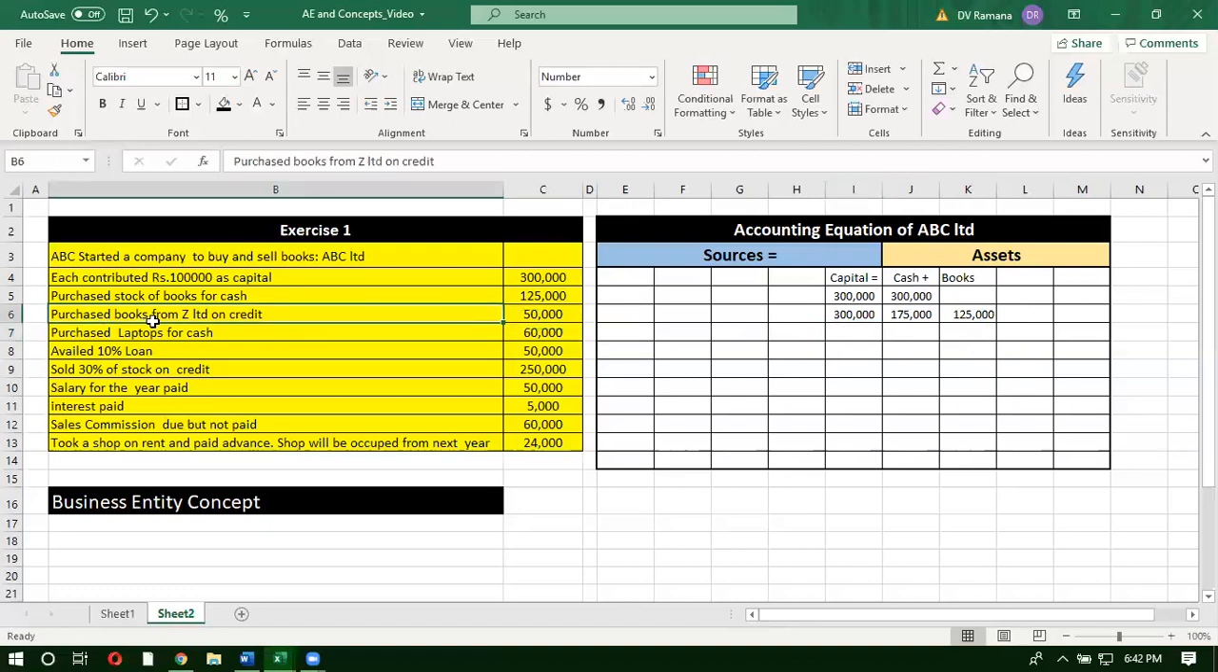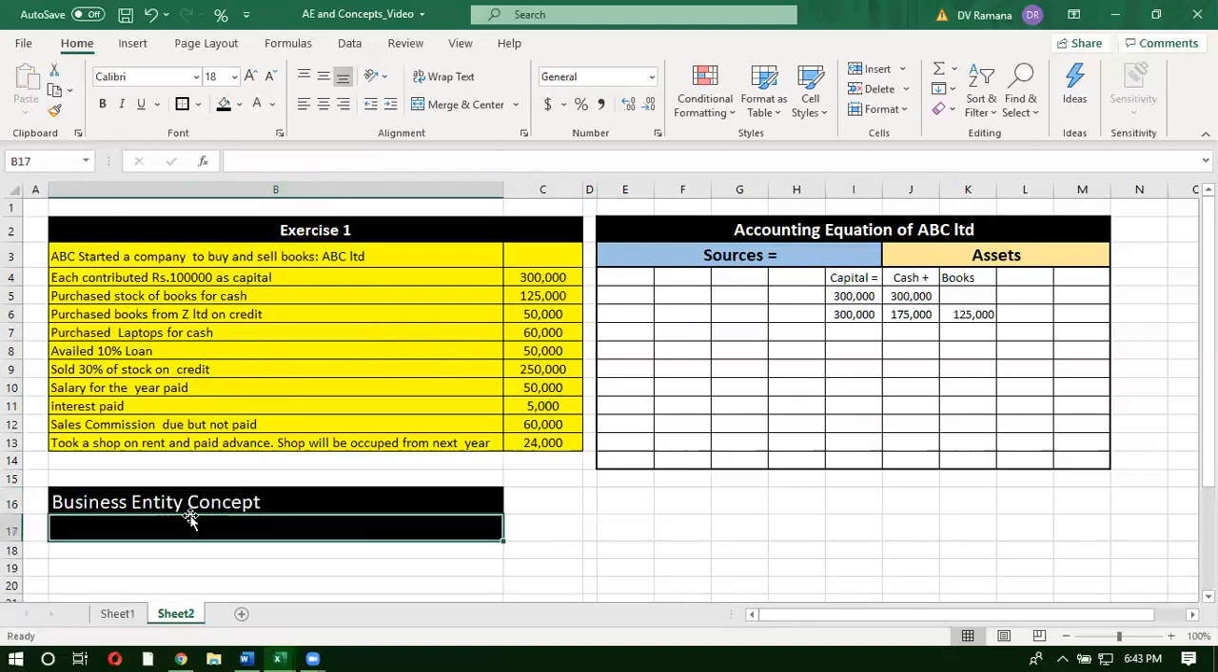Now you see, purchase books once again from Z Limited on credit. So the first question that should come to mind: this is a credit transaction and the company is going to pay the cash later. Should this transaction be recorded? So the answer to that question is, of course they have to record it because of the accrual concept.